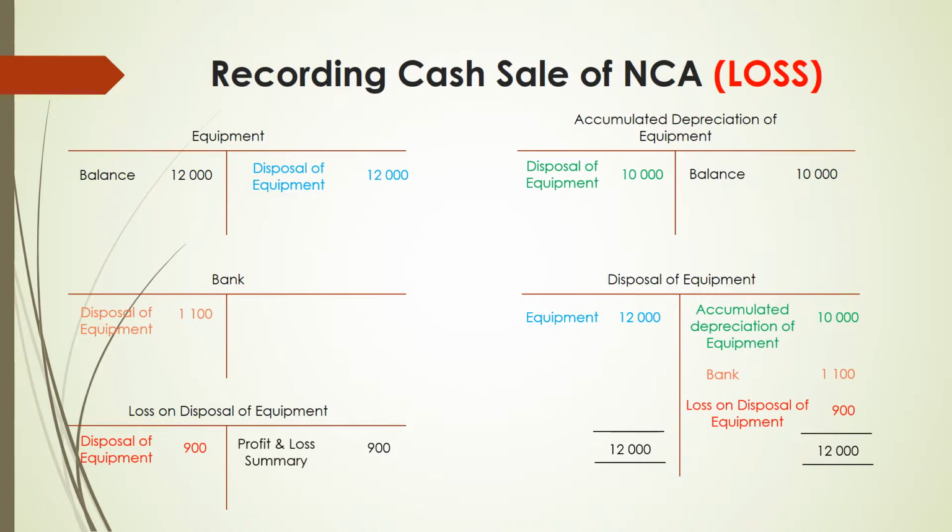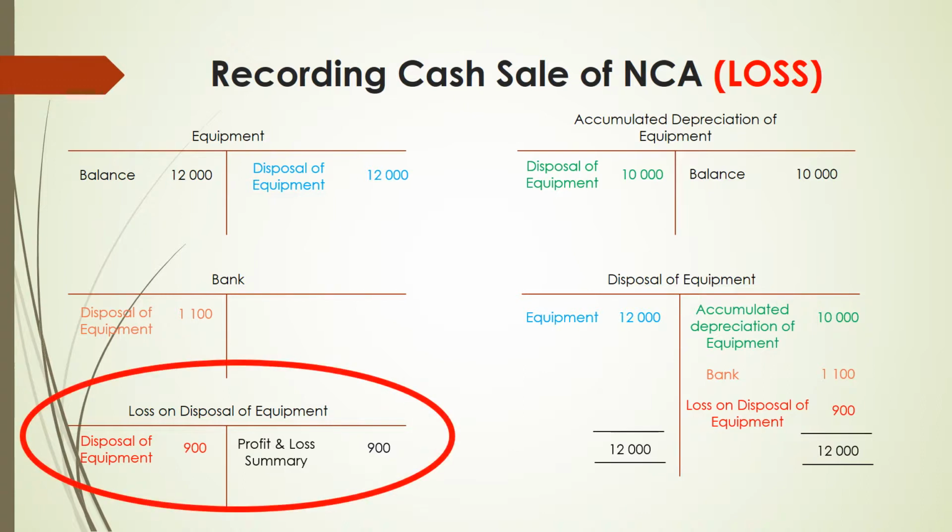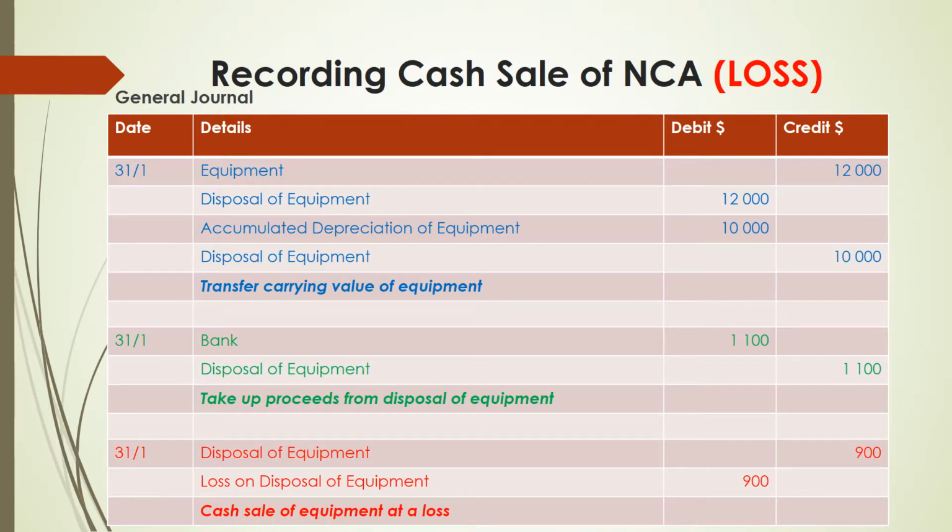And because the loss on disposal of equipment is an expense account, this account is therefore closed to the profit and loss summary. And this will then be reported in the income statement under expense. Now that we understand how the transactions are meant to look in the general ledgers, we can use the general journal to take up these entries.